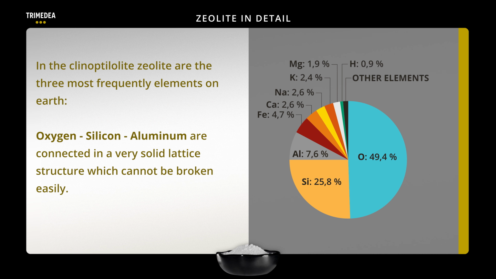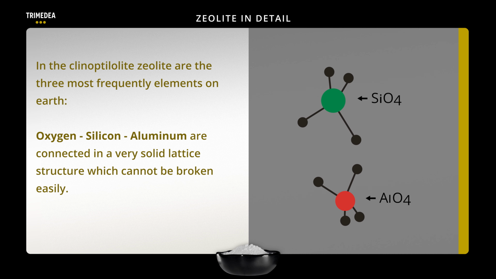In clinoptilolite zeolite, the 3 most common elements on Earth, oxygen, silicon, and aluminum, are bound together in a very solid lattice structure, which cannot be broken up easily.